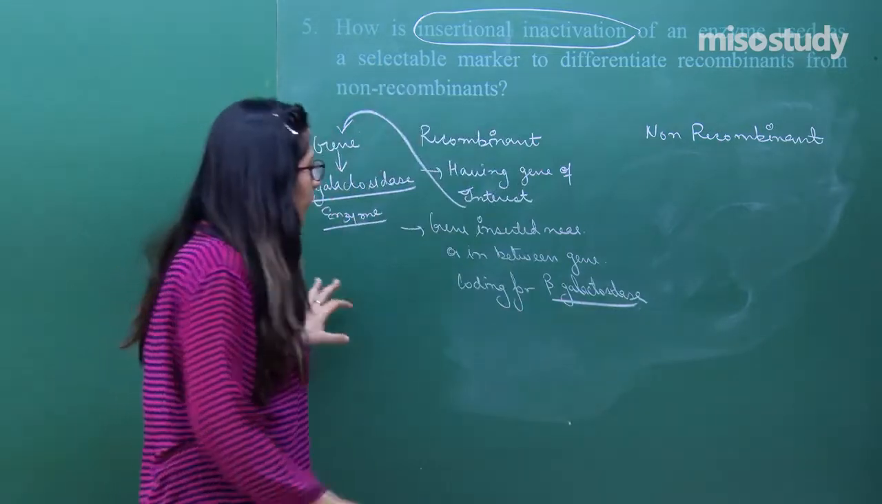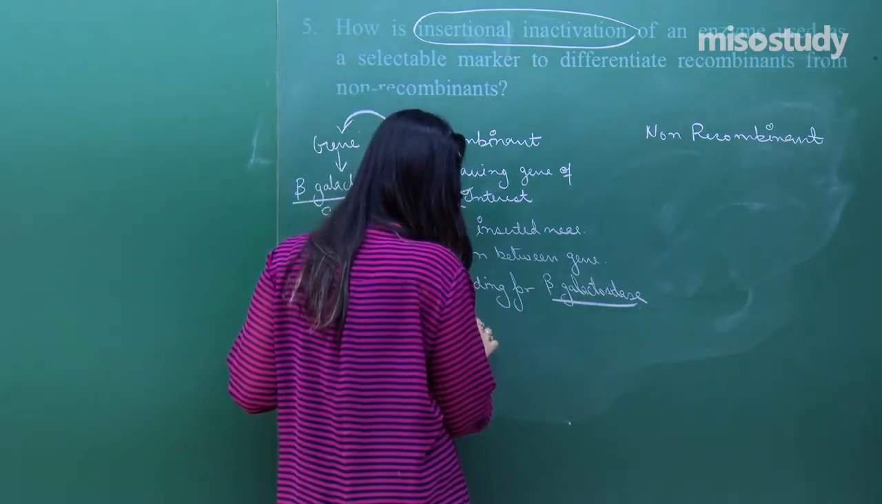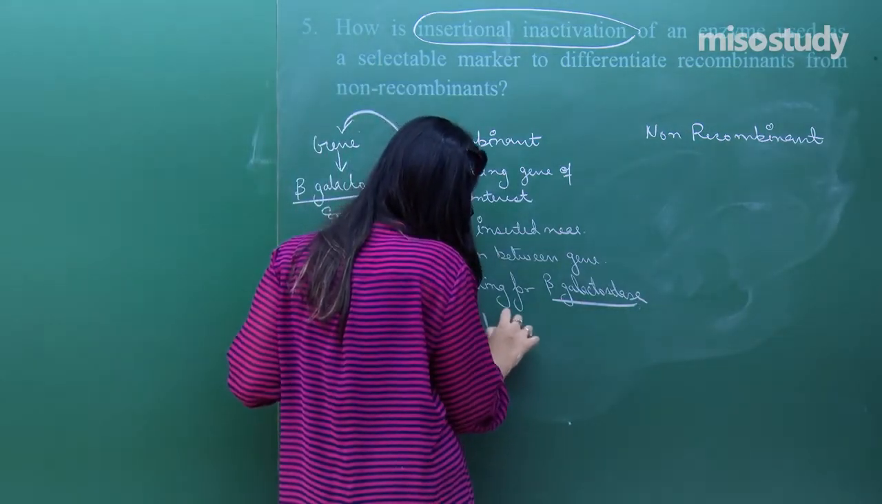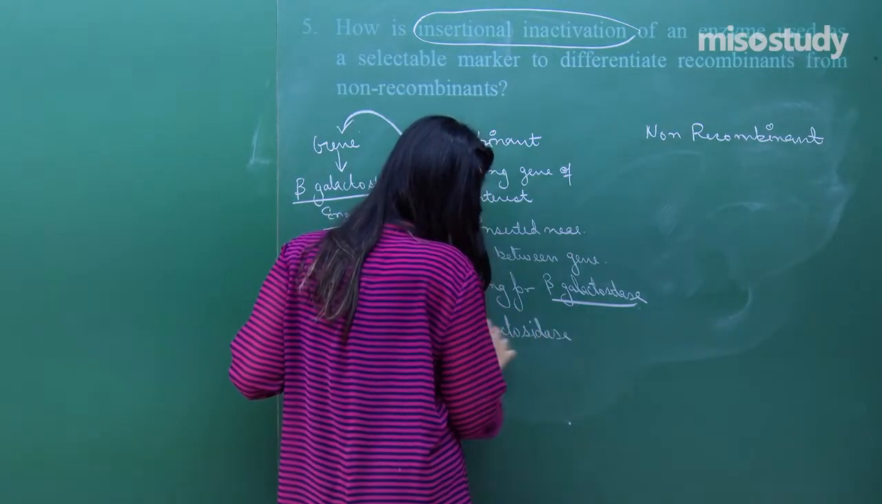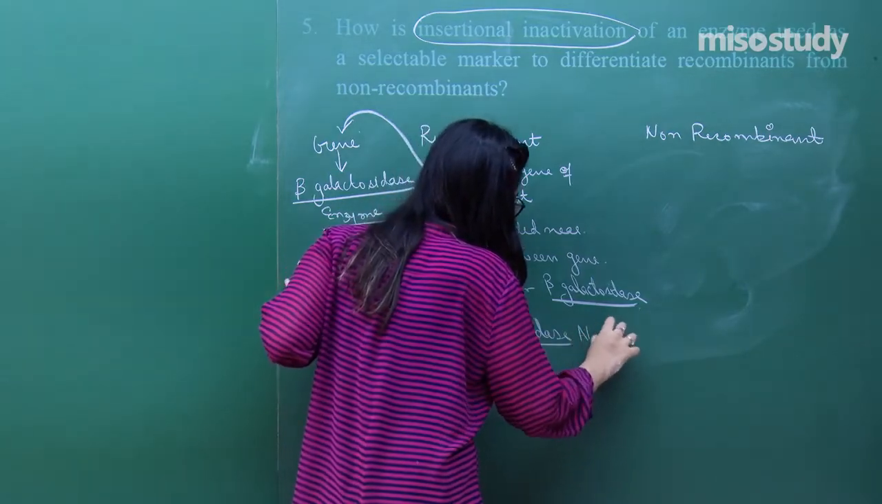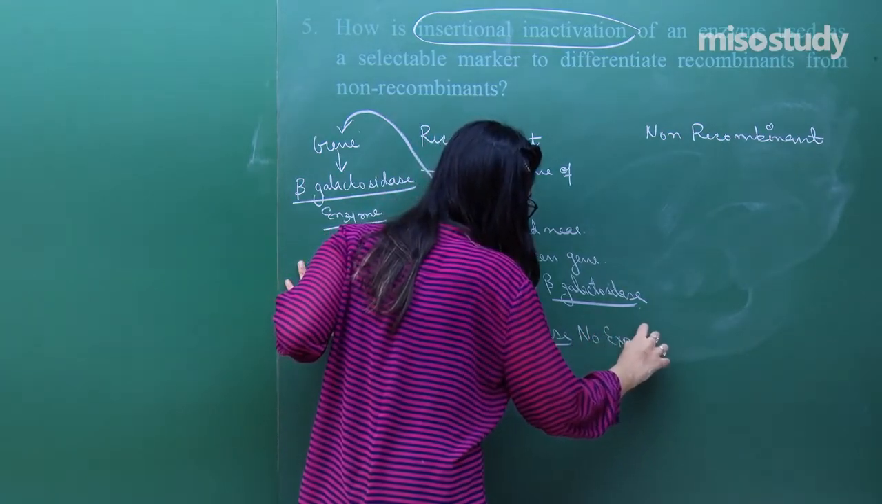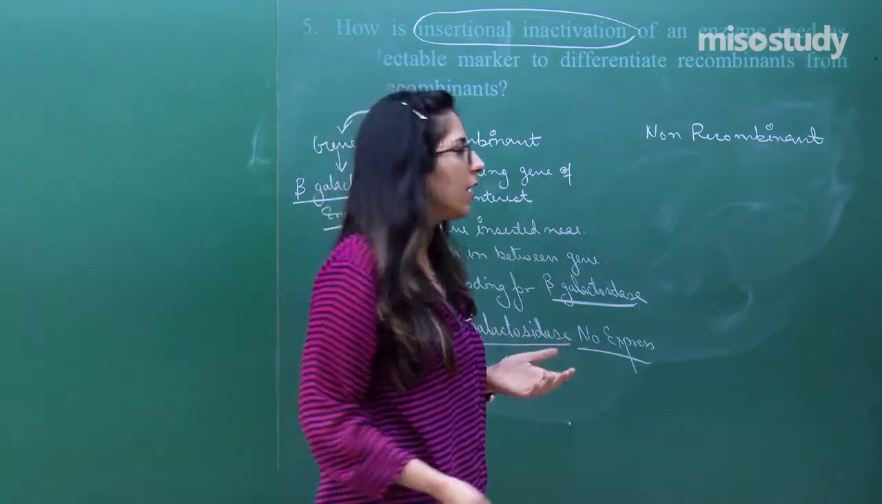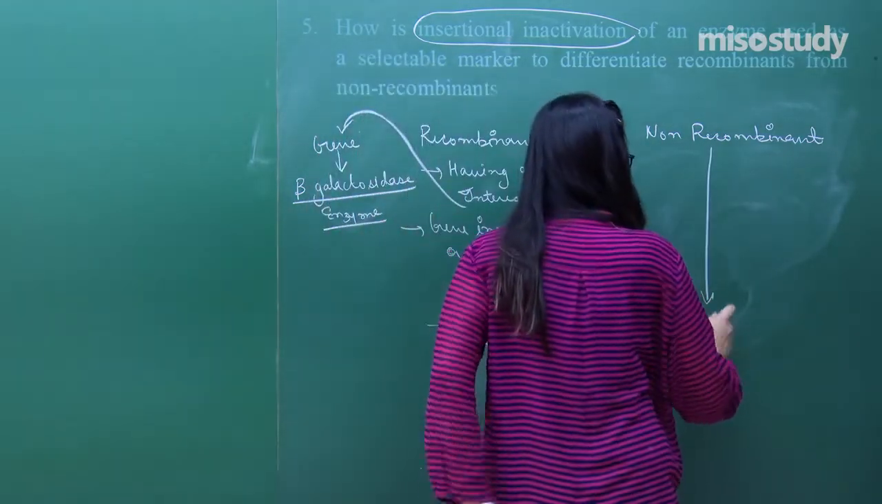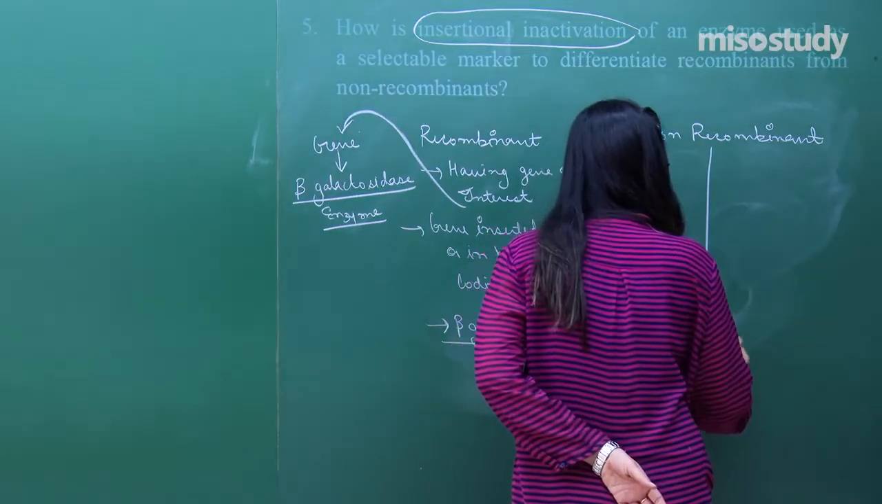Right, due to which beta galactosidase is not expressed, whereas this is a normal cell, no insertion is there. So, in this case the beta galactosidase gene is present.